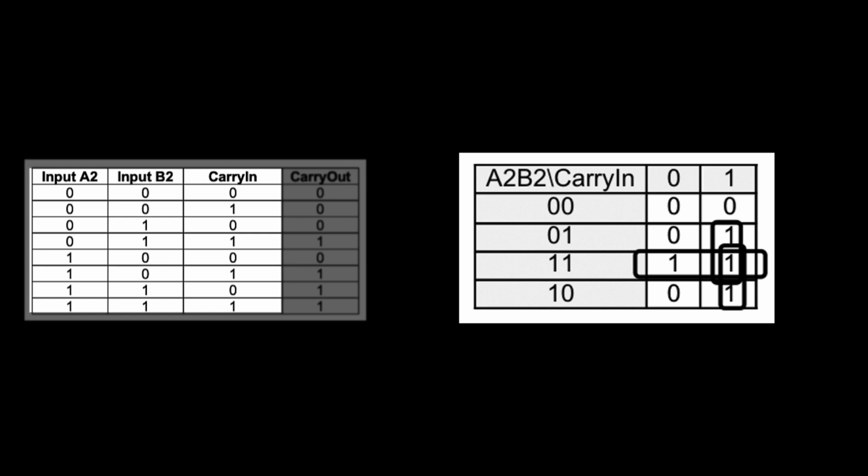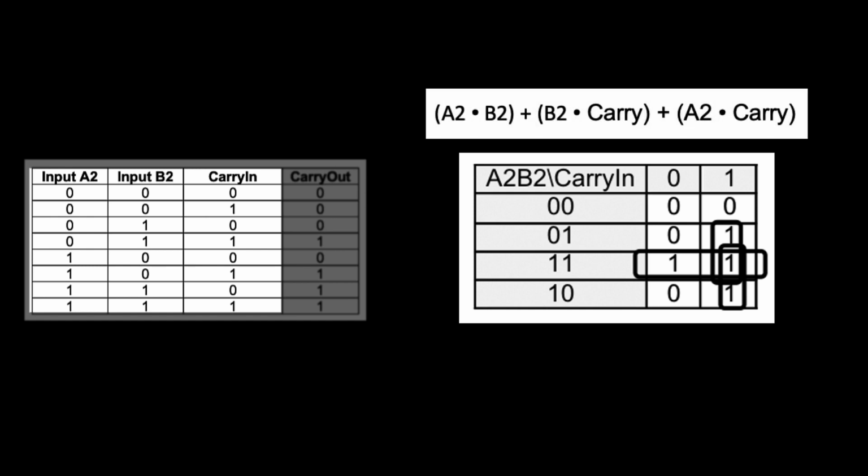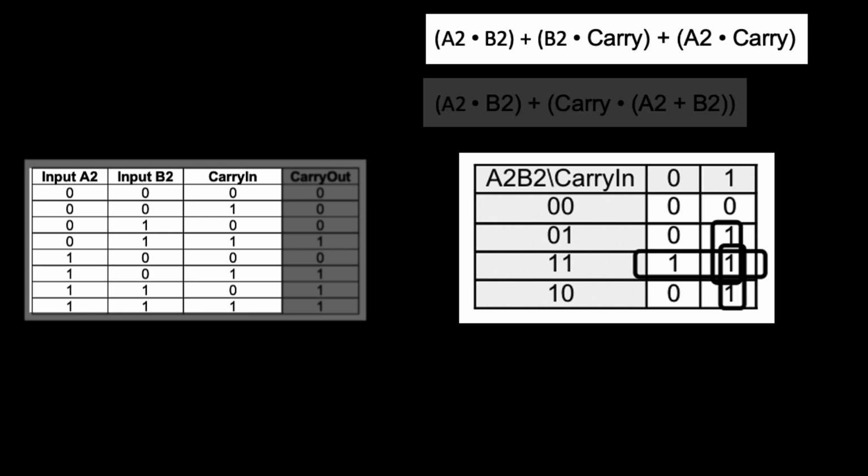We have to use 3 circles to include all 4 ones, which means we will have 3 algebraic sub-expressions which we will OR together. The horizontal grouping represents A and B. The upper vertical grouping represents B2 and carry in, and the lower vertical group represents A2 and carry in. When we combine these groupings with OR, we get this expression. We can refactor the carry-in to simplify the expression to look like this.